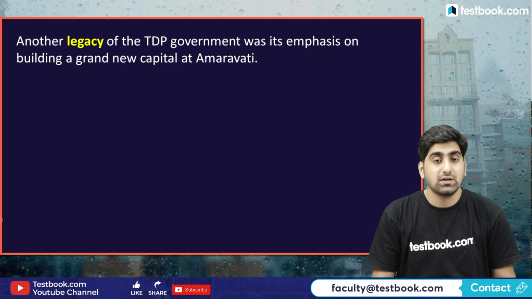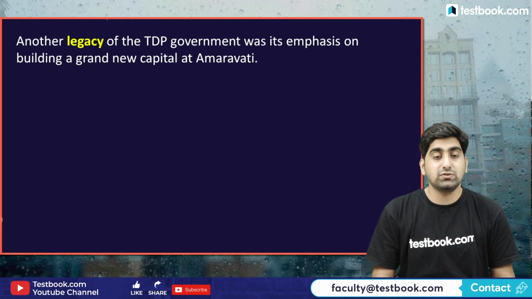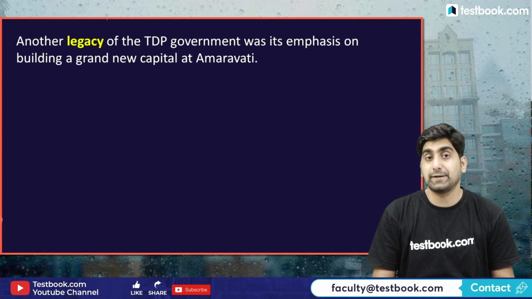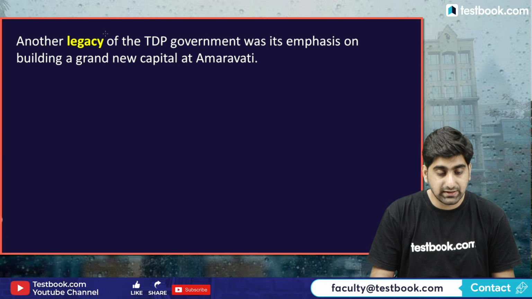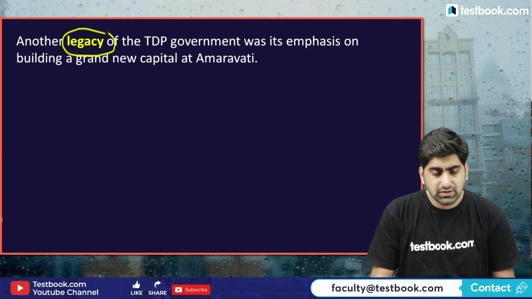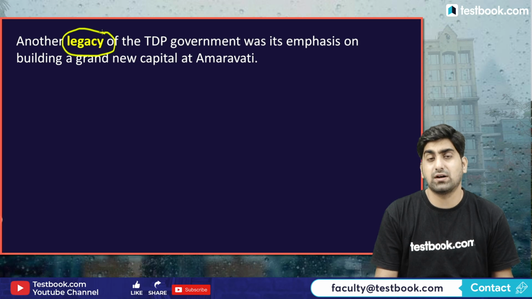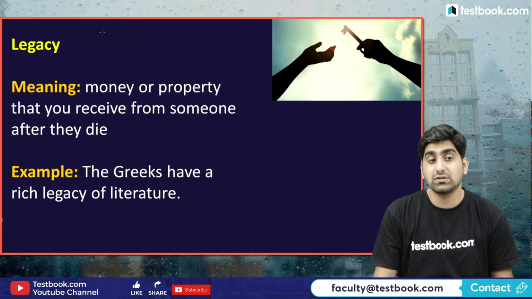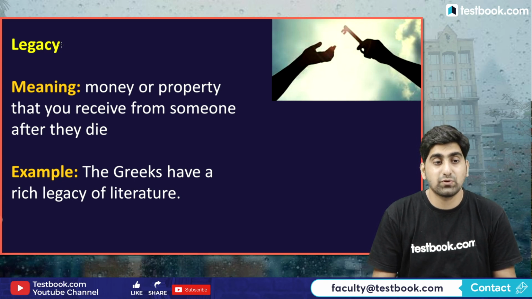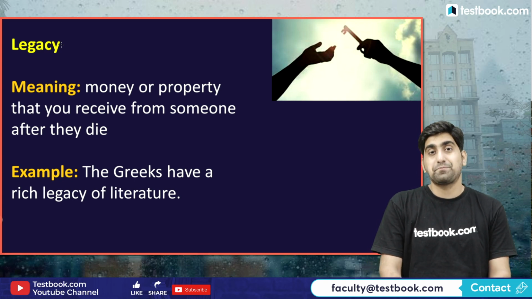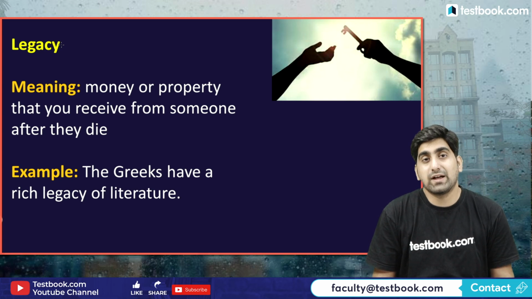TDP government was its emphasis on building a grand new capital at Amravati. And the word here is legacy. This word has more importance, I guess, in articles and reading comprehension. So the word legacy refers to money or property that you receive from someone after they die. So when you get the property or money after someone's death, you get the legacy.